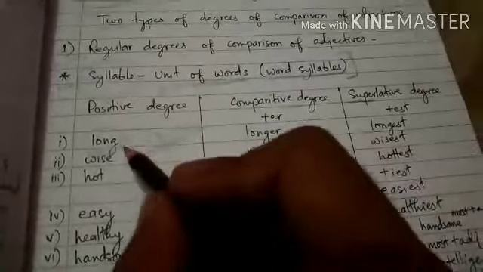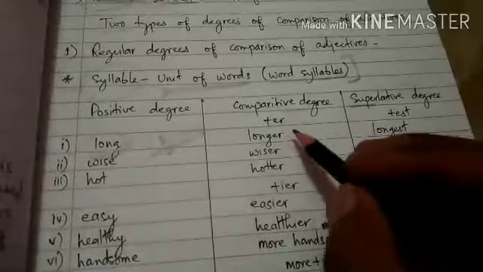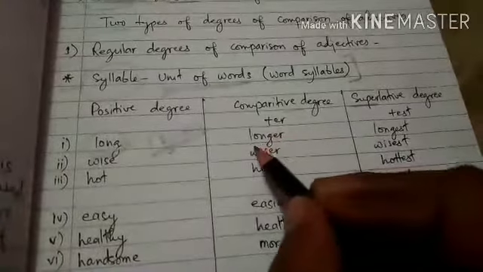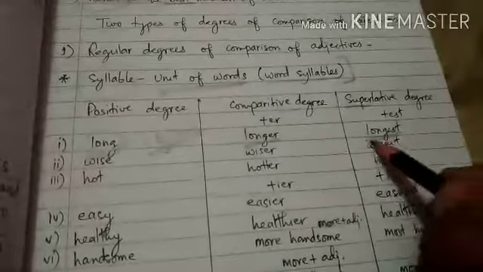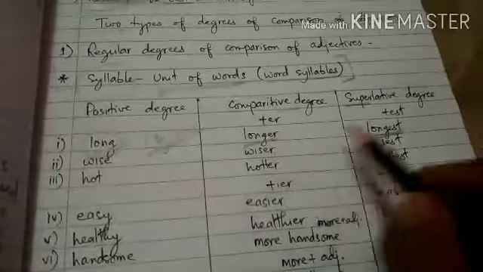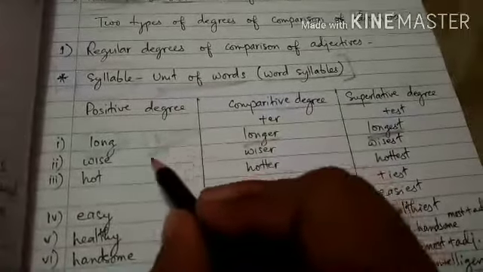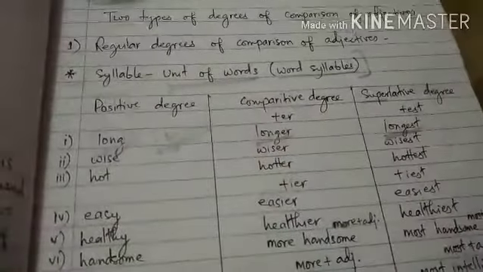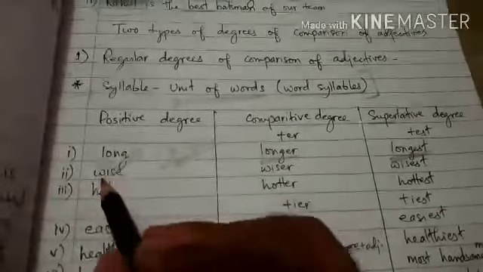Understood? Now अगर adjective single syllable का हो तो हम उसमें सिर्फ comparative degree में er ऐड करेंगे, like long, longer. er ऐड करेंगे तो comparative degree हुआ. अगर est ऐड करते हैं तो superlative degree होता है, long, longer, longest. Comparative degree er, superlative degree est. Okay, so like short, shorter, shortest.